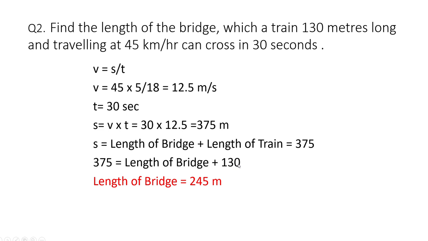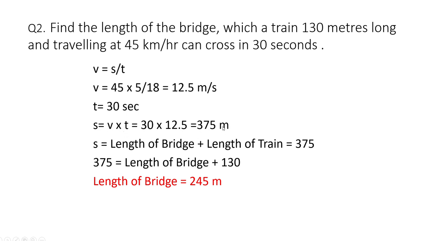Next question: find the length of the bridge which a train 130 meter long and traveling at 45 km per hour can cross in 30 seconds. Here velocity, speed is equal to S by T, V is equal to 45 km per hour, converting that into meter per second, 12.5 meter per second, and time is 30 seconds. S is equal to V into T will give you S is 375 meter.